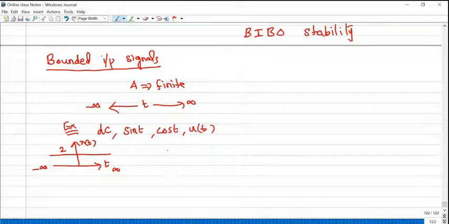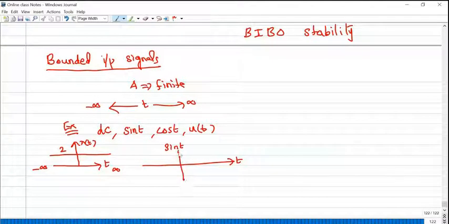Okay. Or if we plot the sin t versus t, your amplitude of the signal for this particular signal is 1 to minus 1, magnitude 1 to minus 1. So the amplitude of the signal is bounded. Okay. So likewise cos t, u of t. So these are the signal example for the bounded signals.